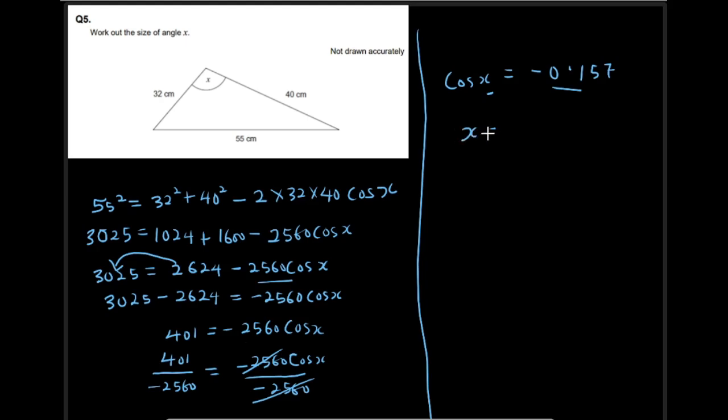So to get x, we simply take the cos inverse of our answer here. So we have x equal to cos inverse of minus 0.157. So we have shift cos of answer, and that will give us x to be 99.01 degrees. So this is our answer here.